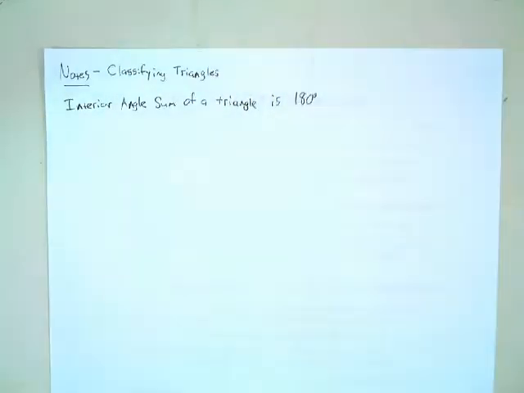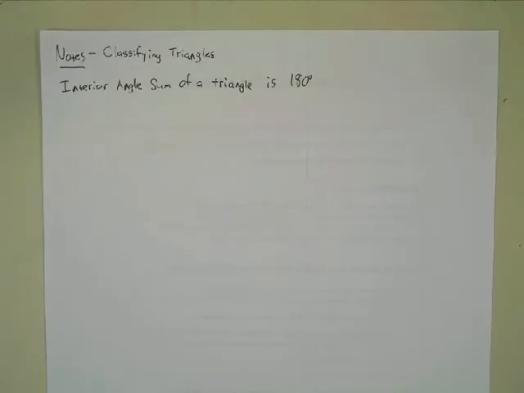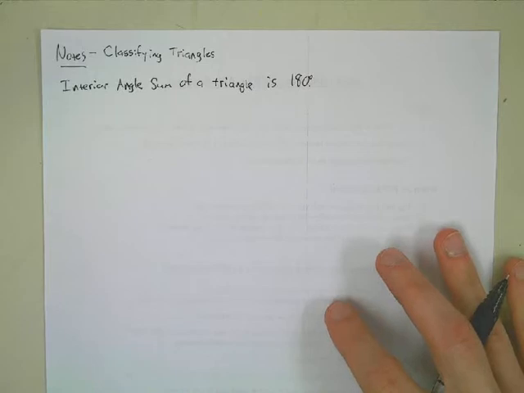That's our first little fact. That's what we just saw. If we tore off all of the angles of the triangle and put them together, they add up to 180 degrees. Yes? I don't understand how that makes a line. That is not a line.